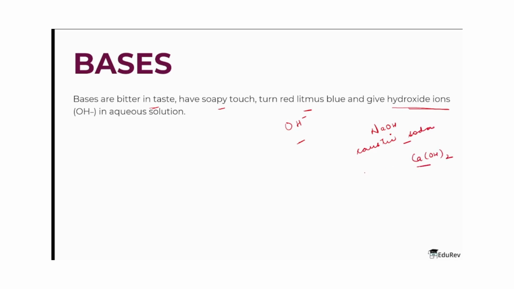You have one more, that is potassium hydroxide, KOH. Now, potassium hydroxide is called caustic potash. So, these are a few examples of your bases.